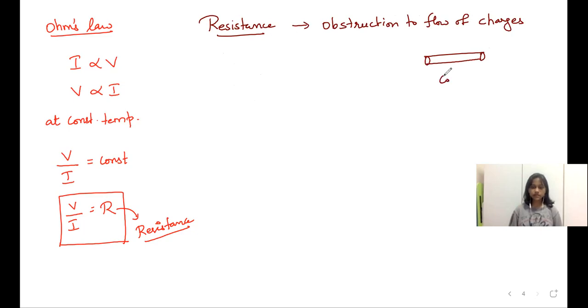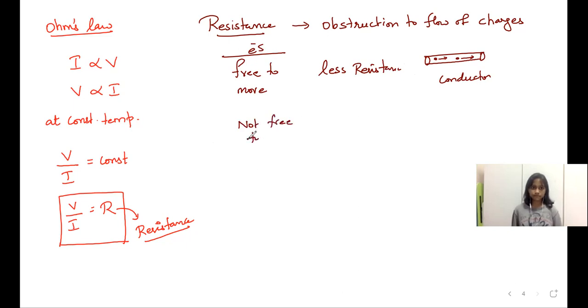Exactly. So this is a conductor in which the electrons are moving around. The movement of electrons, if they are free to move, then it has less resistance. Do you accept? If they are not free to move, more resistance, high resistance, or in fact it doesn't allow flow, it's an insulator. Less resistance, now you call that scenario a conductor.